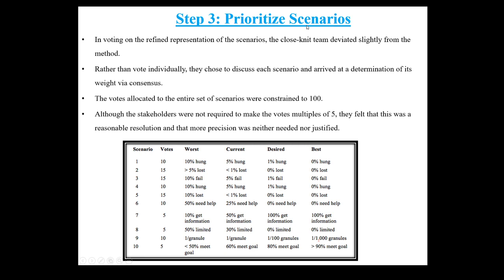Next, prioritize scenarios. Here we studied the voting system, which refines the representation of scenarios. The close-knit team deviated slightly from the method. Rather than voting, they chose to discuss each scenario and arrive at a determination of its weight via consensus. The votes allocated to the entire set of scenarios were constrained to 100. According to the stakeholders, the votes were in multiples of 5, and they felt this was a reasonable resolution, with no more precision needed or justified.